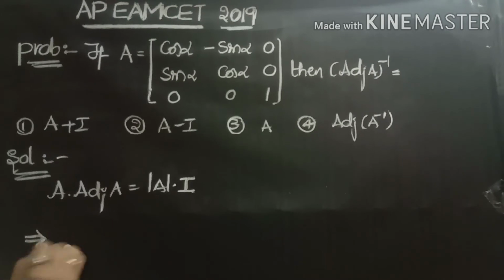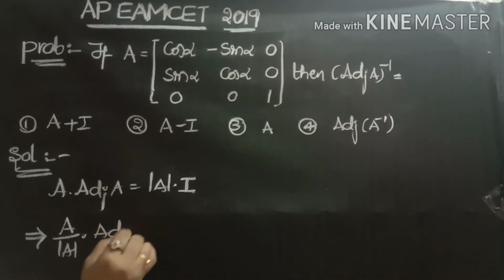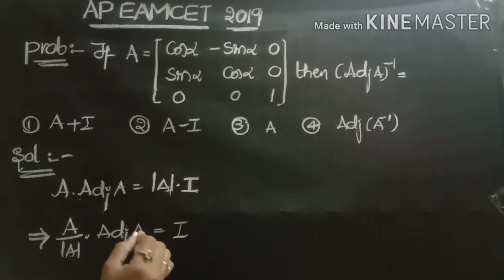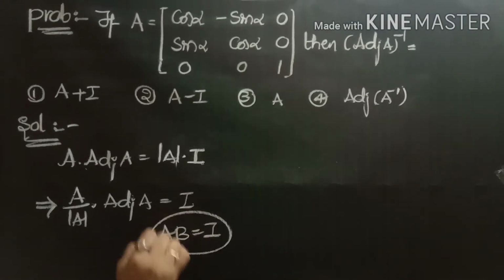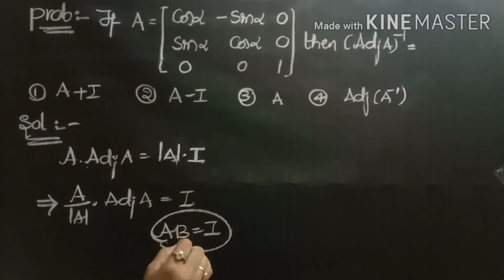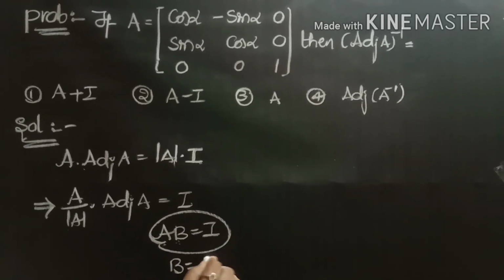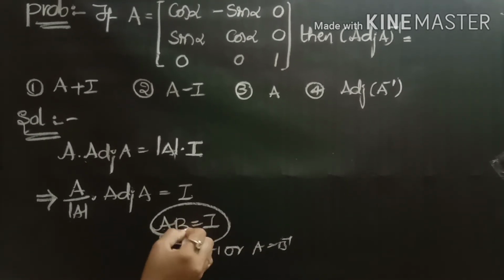Which implies, now this can be taken as A by mod A into adjoint A is equal to I. Just writing this adjoint A to this side. A by det A into adjoint A is equal to I. And already we know that if AB is equal to I, then we can say that the matrices A, B are inverses of each other. That is, B is equal to A inverse or A is equal to B inverse. A is the inverse of B and B is the inverse of A.